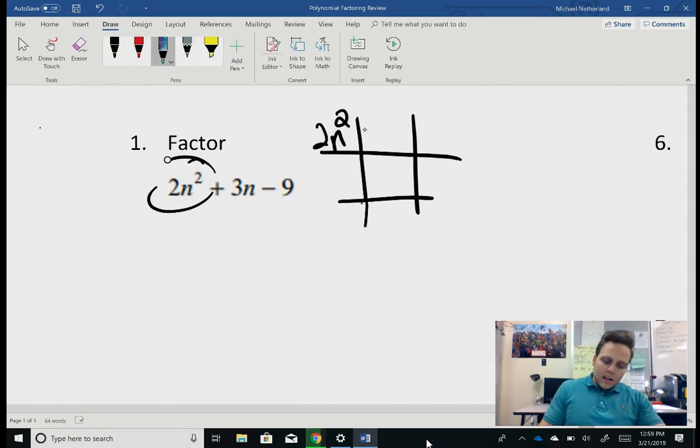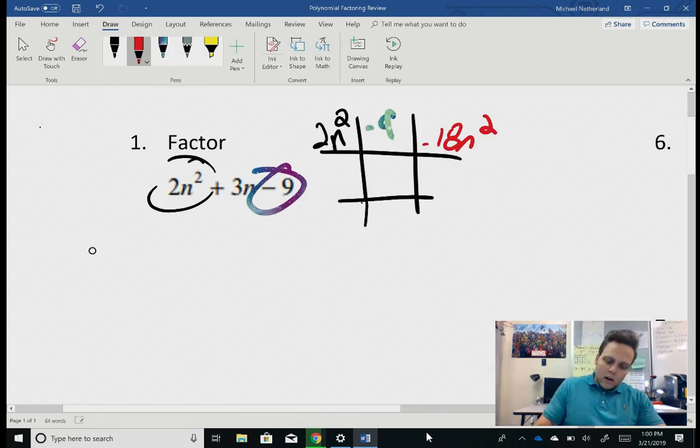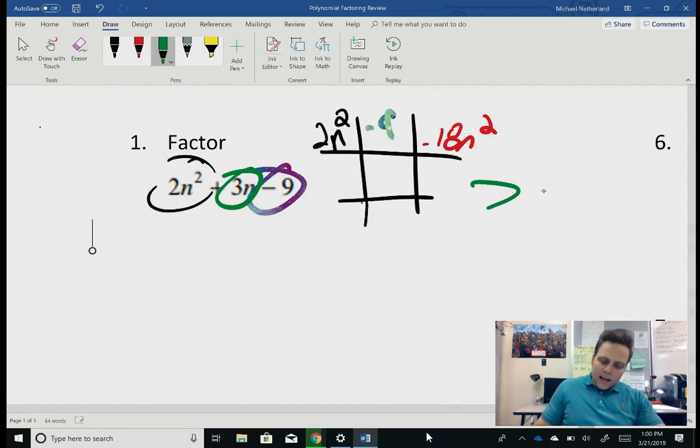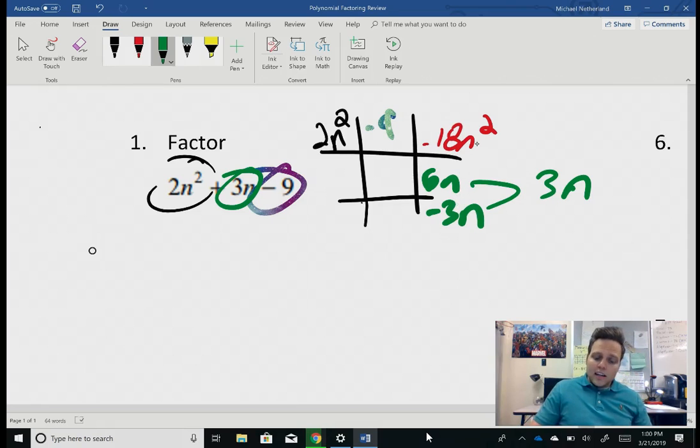Then in the middle here, we put the constant term. So that's your -9. I did not know that was going to be the color. That's kind of interesting. We multiply these two, 18n squared. Let's find a different color. Green. Out here to the side, we put our linear term, which is 3n. So we need to find two numbers that multiply to this but add to this. Those two numbers are going to be 6n and -3n, because when you multiply 6n times -3n, you get -18n squared, but when you add them together, you get 3n.